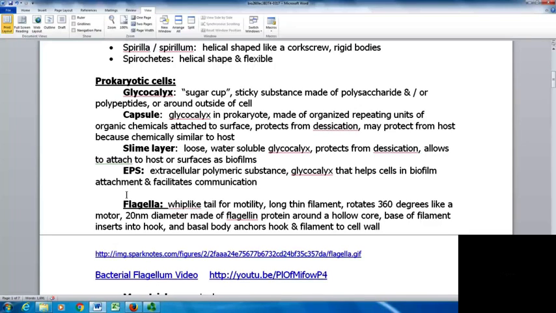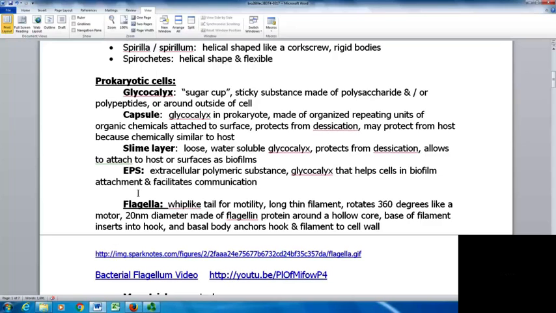The slime layer is the loose water-soluble glycocalyx. This protects from desiccation and allows it to attach to the host or to surfaces as biofilms. EPS, or extracellular polymeric substance, is the glycocalyx that helps cells and biofilms attach and facilitates communication between the cells.